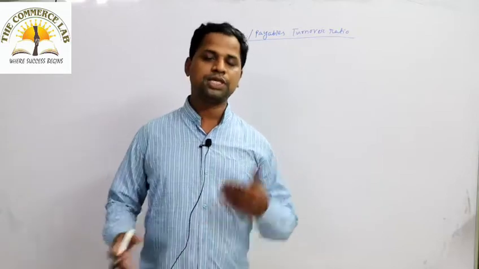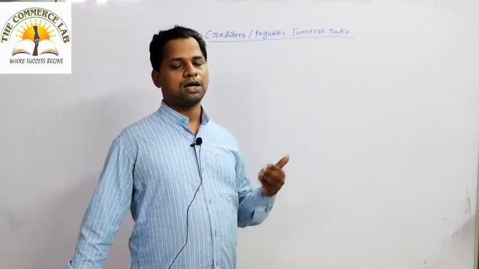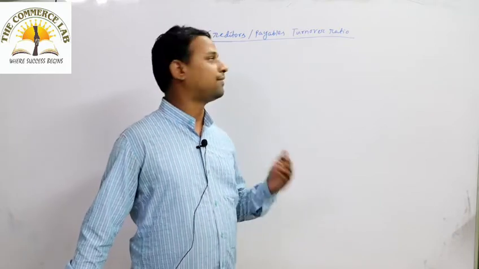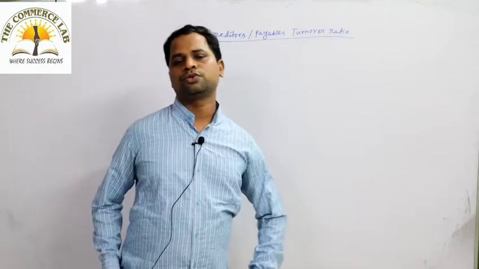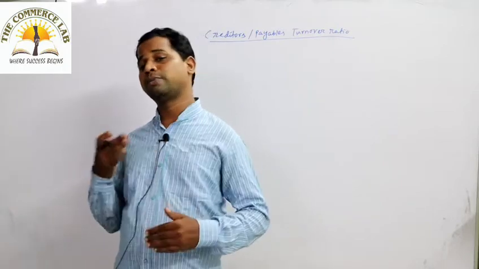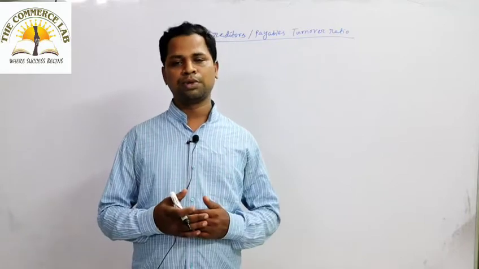So who is a creditor? Someone who supplies goods on credit is known as a creditor. They generally supply the raw material to us. They are the creditors. So what is the creditors or payable turnover ratio? It indicates how many times the creditors are being turned over in your organization. That is known as the creditor turnover ratio.